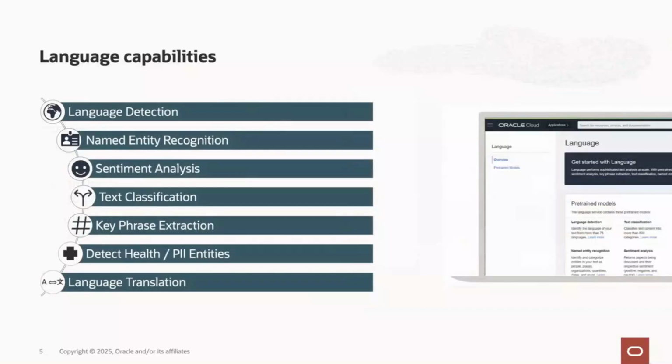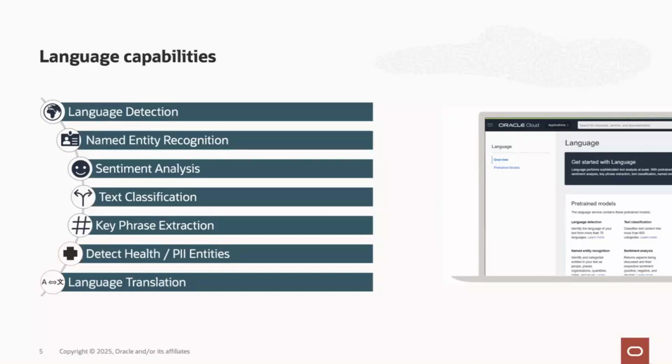And to break down what each capability or each function OCI AI Language Service brings to the table. There are several different types of analysis that you can perform on the text that you give AI Language Service. So let's start from the top.